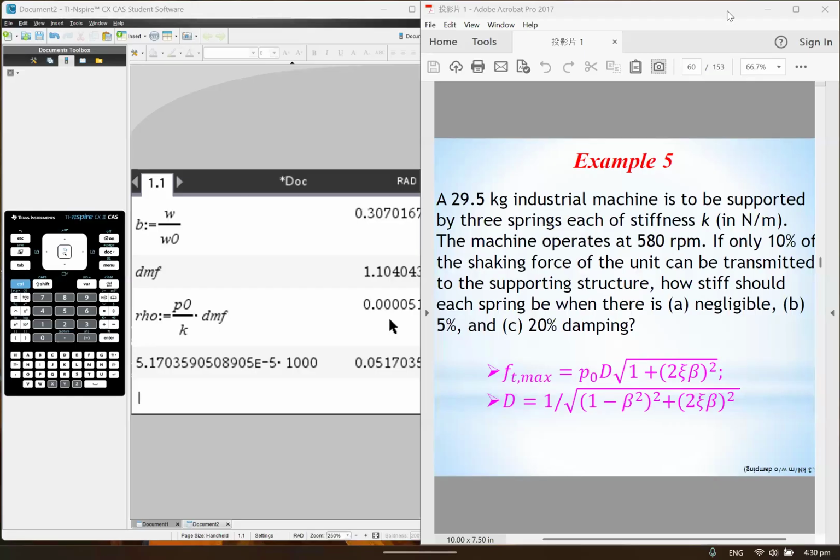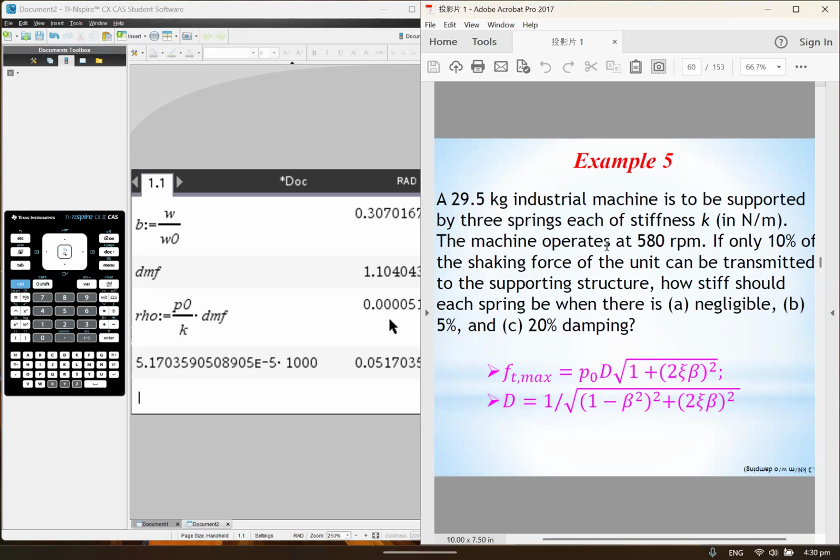Let's move on to example 5 about transmissibility. In this case, we have a 29.5 kilogram machine on 3 springs. They have equal stiffnesses, K, which is the unknown in this problem. And you're asked to design for K.